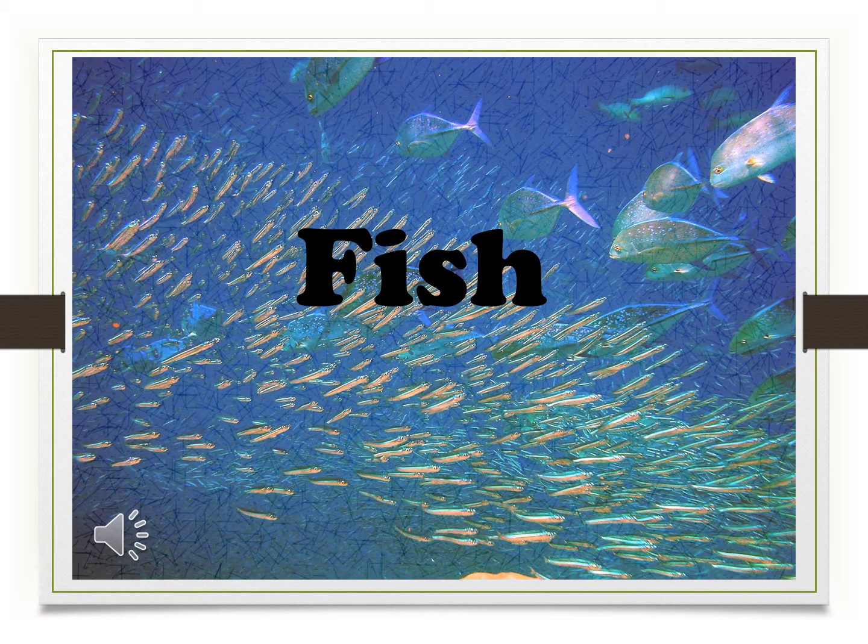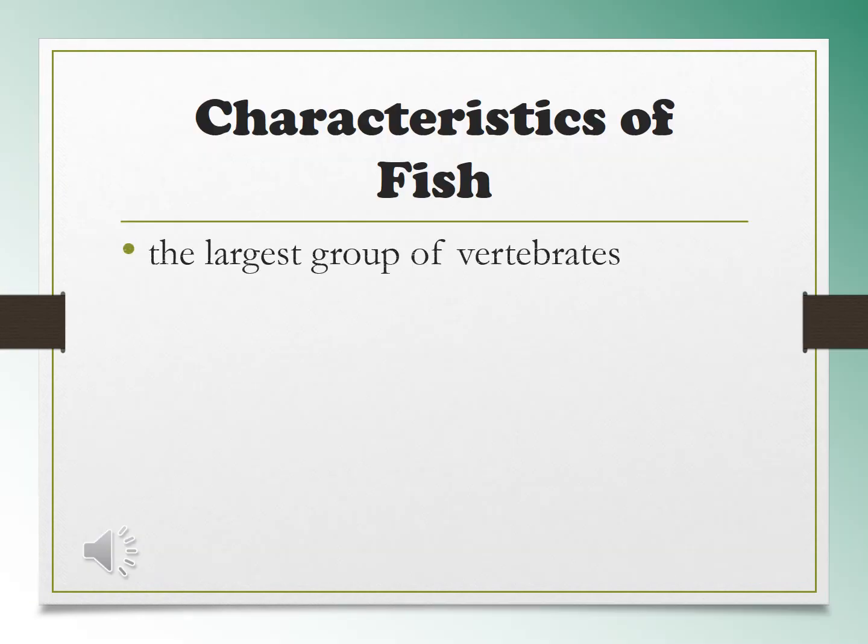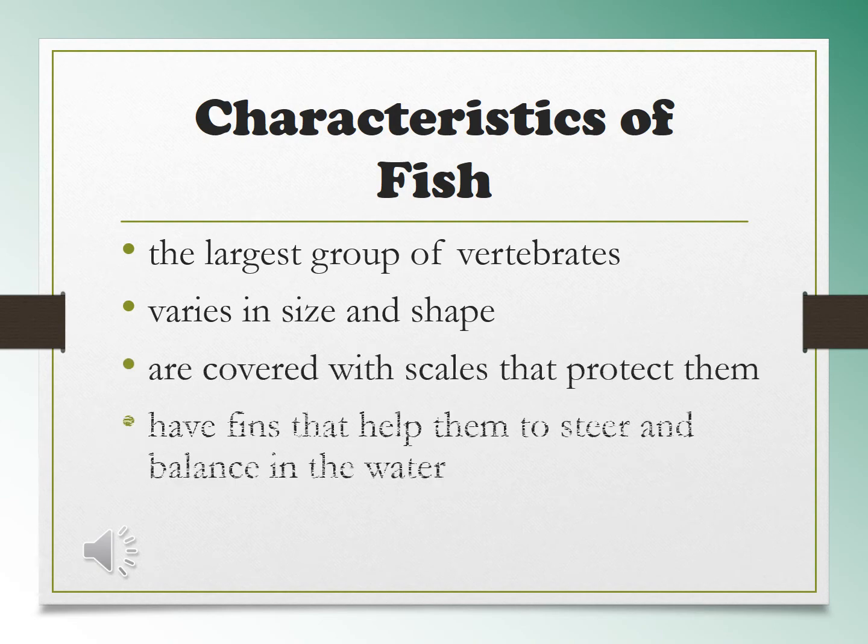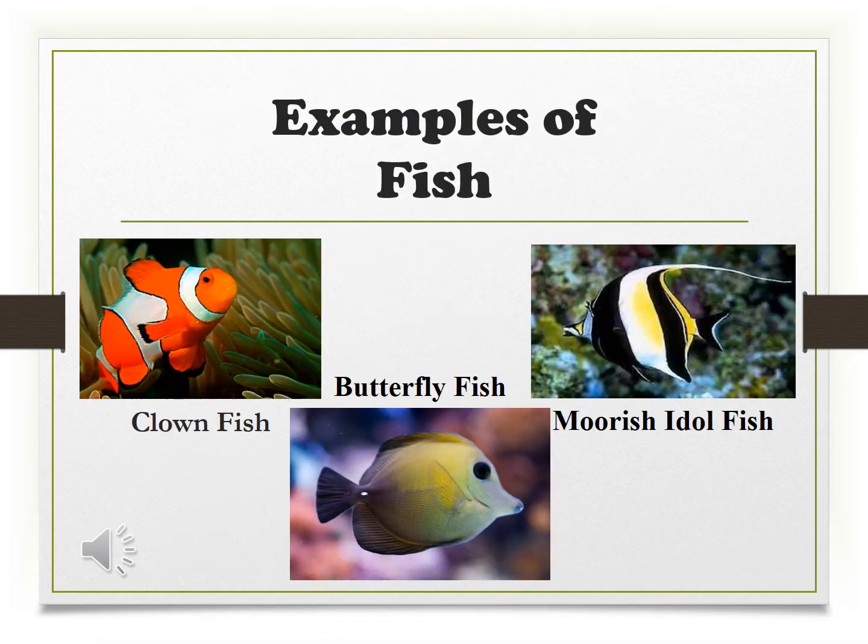Fish. What do you think? Is a fish a vertebrate or invertebrate? Let's find out. Well, fish is the largest group of vertebrates. Fish vary in size and shape. They are covered with scales that protect them from danger. They have fins that help them to steer and balance in the water. And as you know, all fish breathe through gills. Some common examples of fish are clownfish, butterfly fish, and Moorish idol fish.